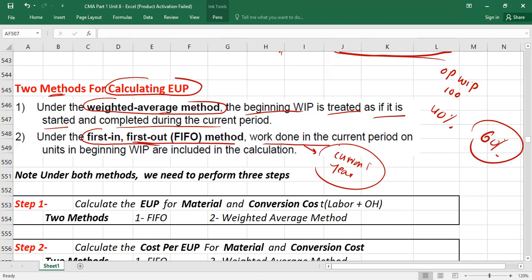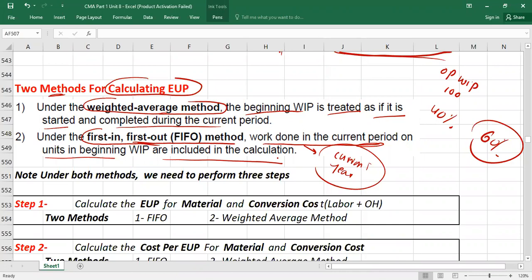The work done in the current period on units in the beginning work in process is included in the calculation only. What you have done in this year. If 40% was completed last year, it means you have done 60% in this year. If 70% was completed last year, it means you have done 30% in this year. It means, remember only one word, under FIFO, we have current year focus. Which focus? Current year. What we have done in this year.